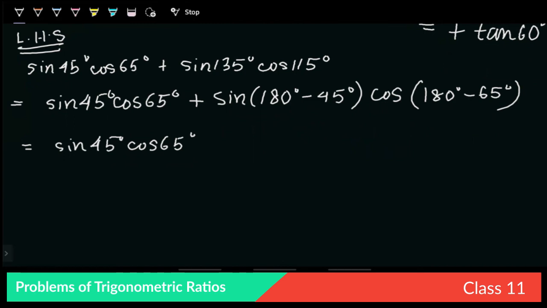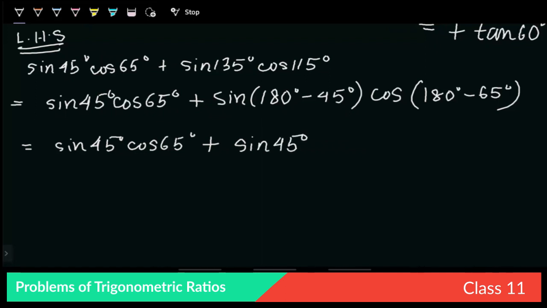Now see, what is sine of 180 minus 45? So what is sine of 180 minus theta? Sine of 180 minus theta is sine theta. So here theta is 45. So sine of 180 minus 45 will be sine of 45 degree.